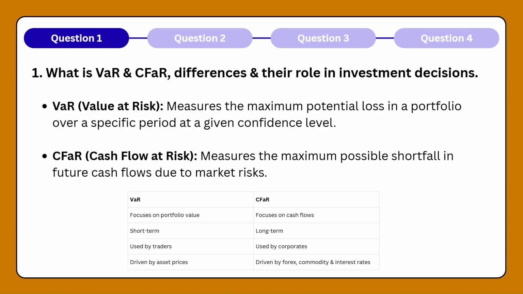Differences. VaR is short-term for traders, while CFaR is long-term for corporates. VaR is driven by asset prices, while CFaR is driven by forex, commodity and interest rates. Role. Both support risk measurement, limit setting, capital allocation, liquidity planning, hedging decisions and performance evaluation.